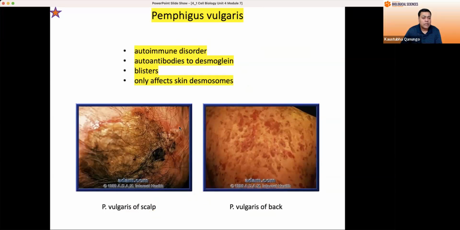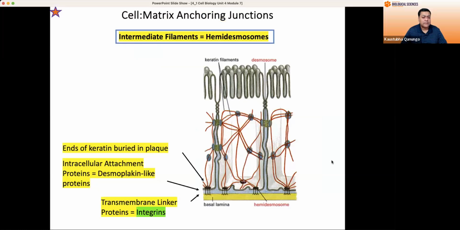So the cells actually come off, blister, and only affect the skin desmosomes. So know that this is what pemphigus vulgaris is. Now you have the hemidesmosomes, and here you have the integrins associated with the ECM.